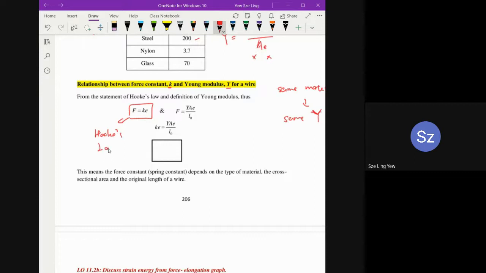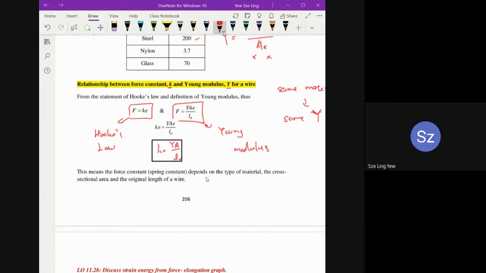H-O-O-K-E Law, and then this one is coming from the Young modulus equation. Okay, Young modulus. So rearranging the equations for Young modulus, now we have F equals to Ke and also F equals to YAe over L. So when you combine these two equations, you obtain a new equation: K equals to YA over L naught.